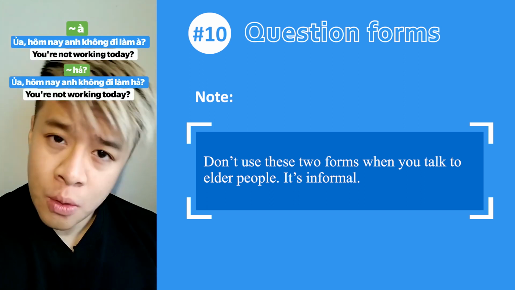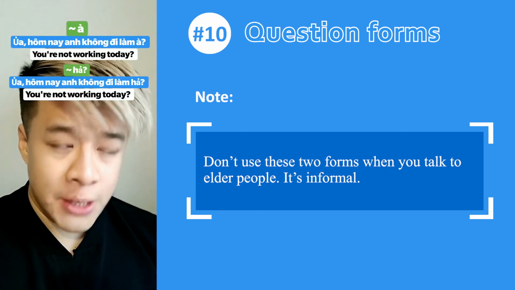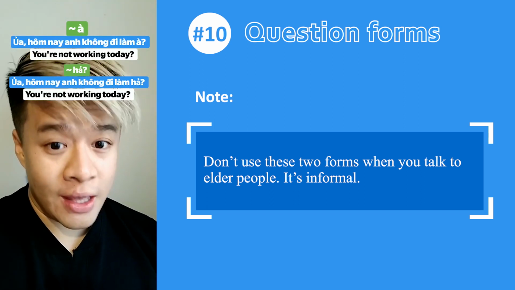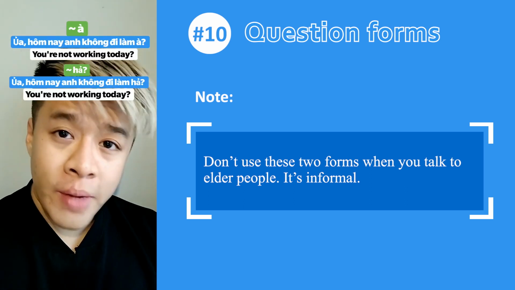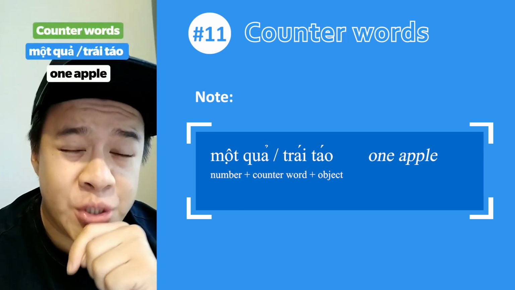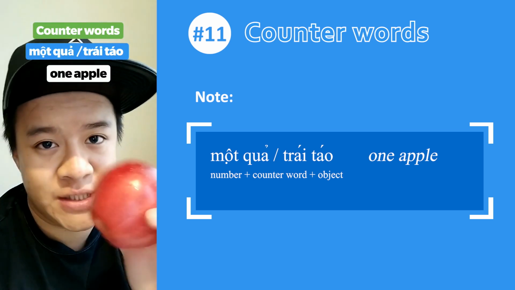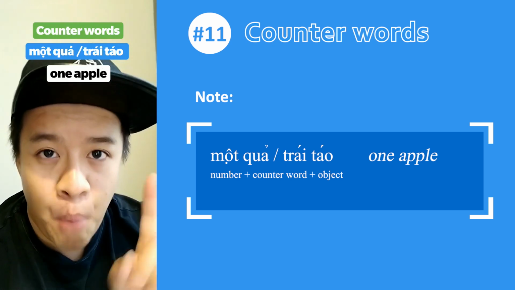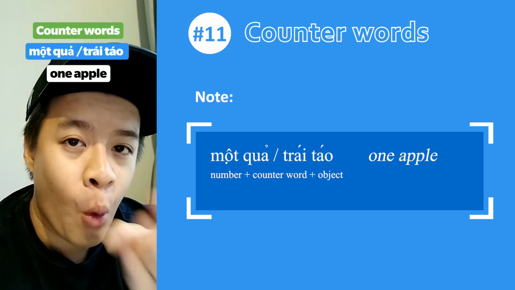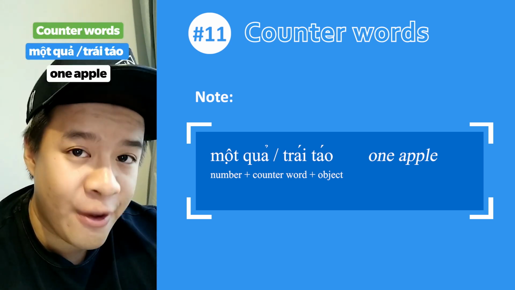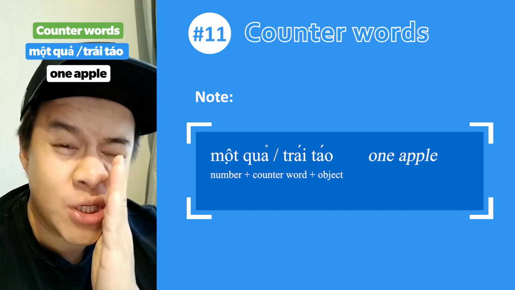Another example, hôm nay anh không đi làm à? You could instead use hả as well. So hôm nay anh không đi làm hả? If you want to count something in Vietnamese, you need so-called counter words. For instance, 1 apple, you can't just say một táo, you need to say một quả táo or một trái táo, or in Southern Vietnamese, một trái bom.